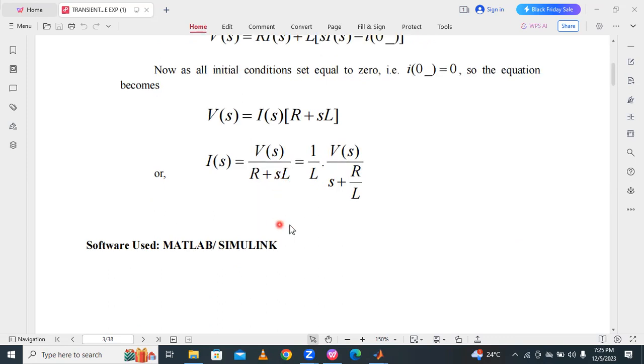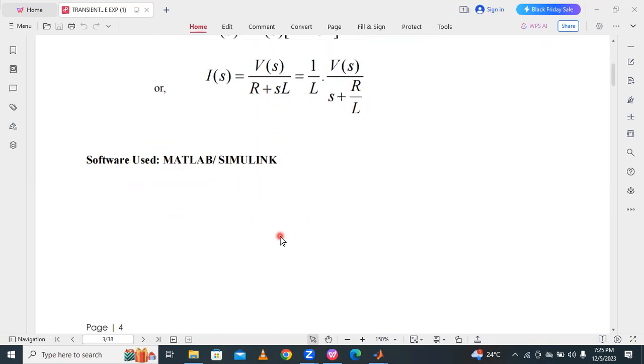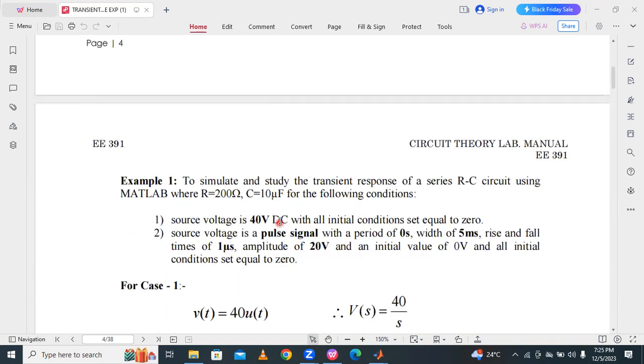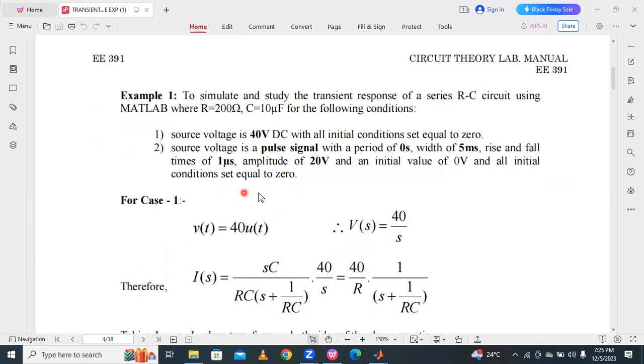This can be understood by using MATLAB Symbolic. First, we will discuss one problem. To simulate and study the transient response of a series RC circuit using MATLAB, where R is equal to 200 ohms and C is equal to 10 microfarad. Following conditions, meaning these two conditions. Source voltage 40 volts DC with initial conditions set equal to 0.